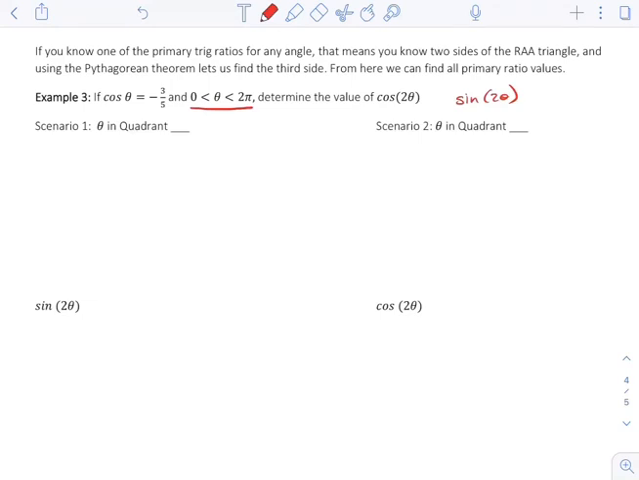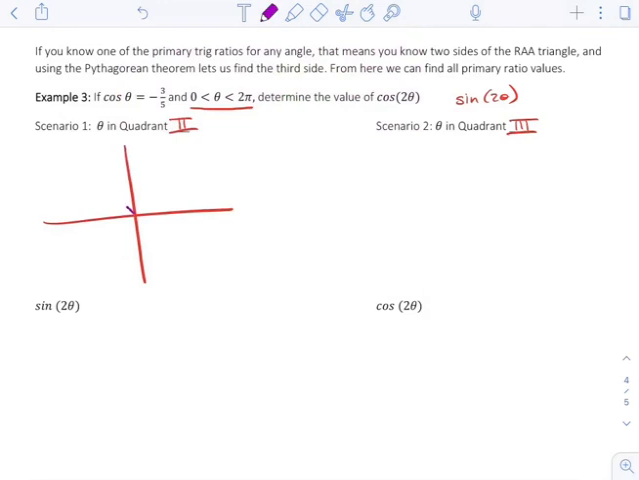So there's two cases. If cos is negative, using the CAST rule, I know it's either going to be in quadrant 2, or I know it's going to be in quadrant 3. So I'm going to have to take both those into account. I'm going to break it down from quadrant 2 first, and then I'm going to use quadrant 3 next. So let's take quadrant 2 to begin.